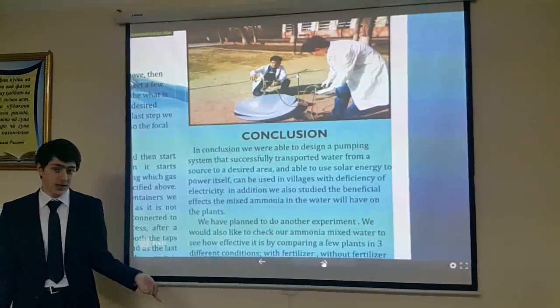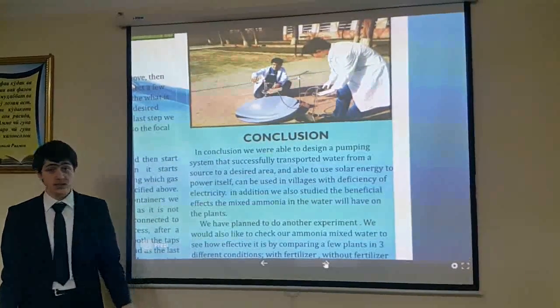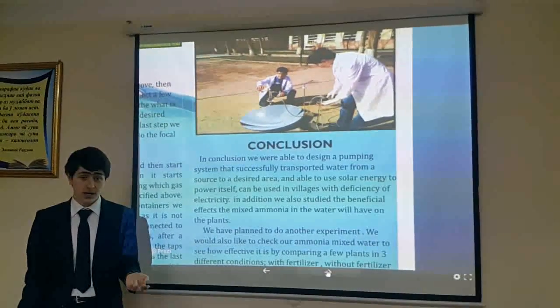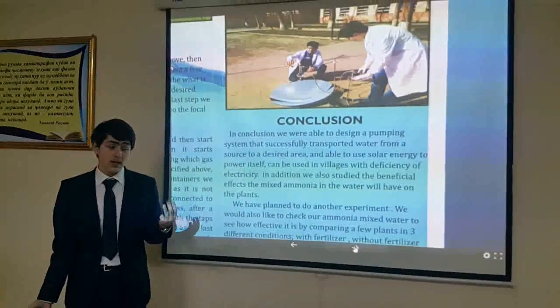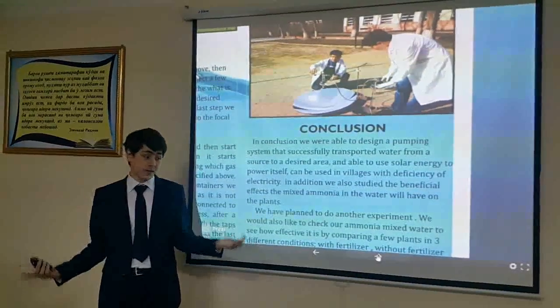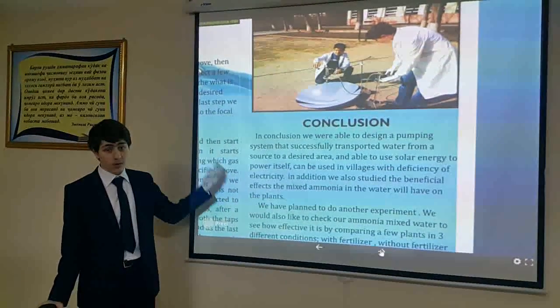In our basic idea for this future project, we shall test 3 plants, one with fertilizer, one without fertilizer, and one with our ammonia water. So we made a pump that was able to transport water.